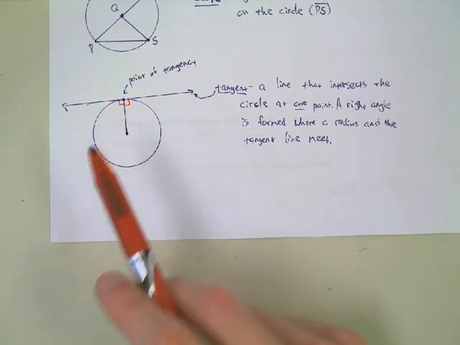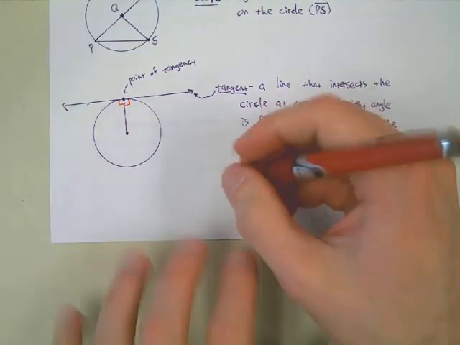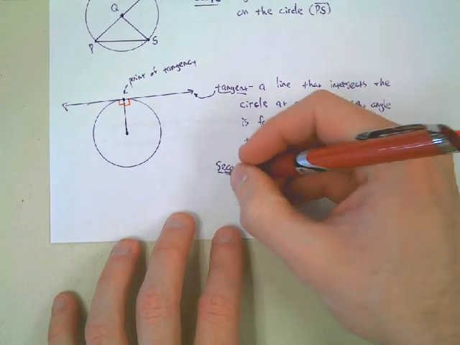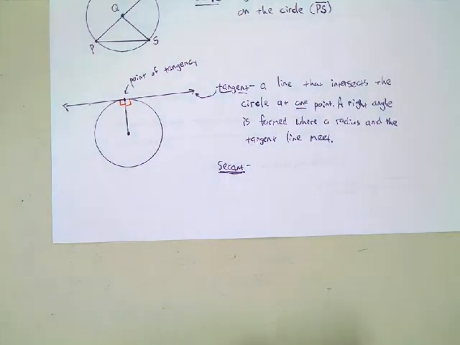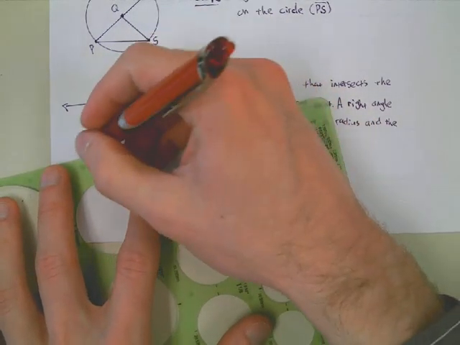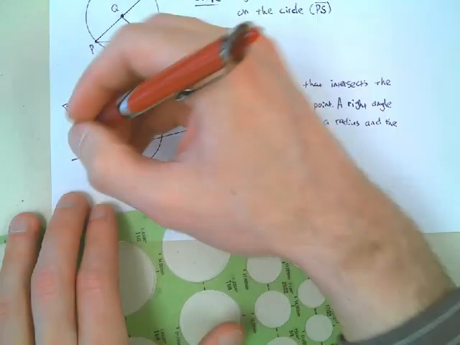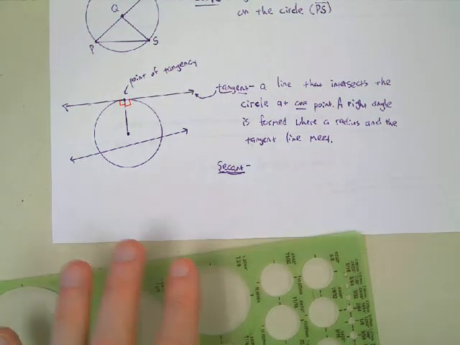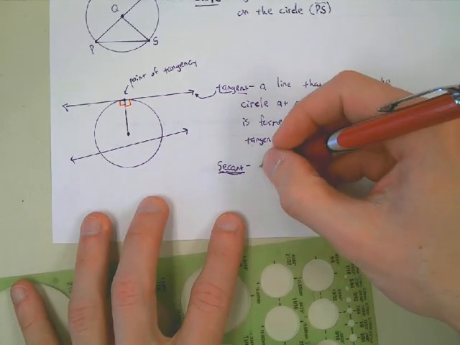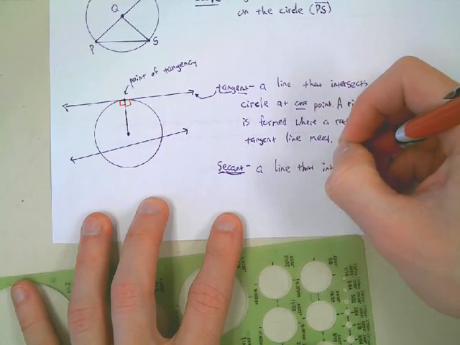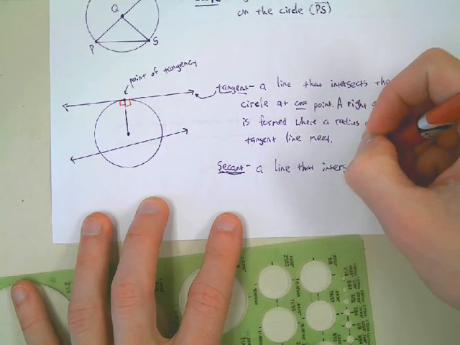Okay. The last vocab term we're going to worry about for this little piece is the secant. The secant line is if you just draw another line that goes through, and exactly right, it is a line that intersects the circle at two points.